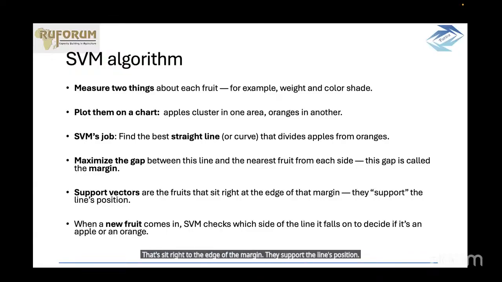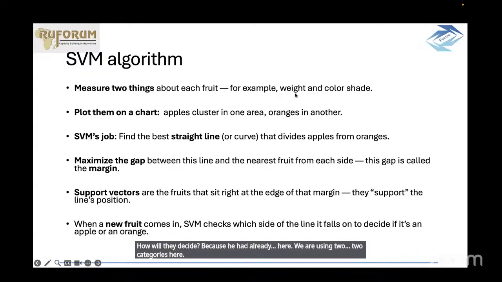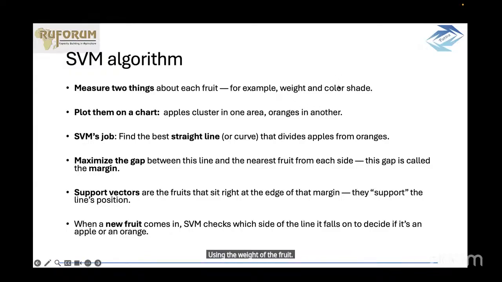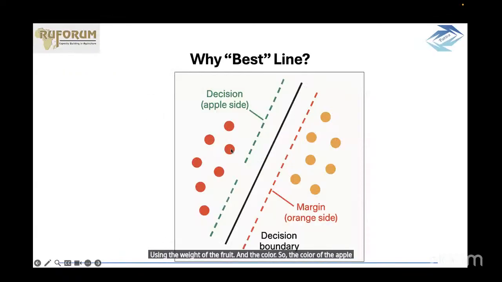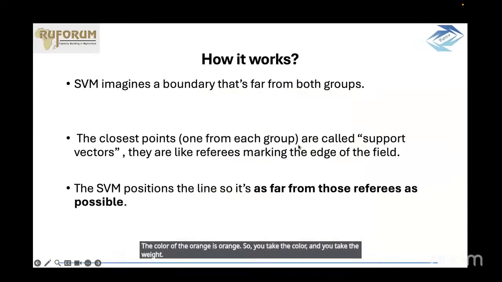They support the line's position. When a new fruit comes in now, the support vector machine will check which side of the line it falls on to decide if it is an apple or an orange. That's the classification. So how will they decide? Because here we are using two categories. We're using the weight of the fruit and the color. So the color of the apple here is red. The color of the oranges is orange. So you take the color and you take the weight, okay?